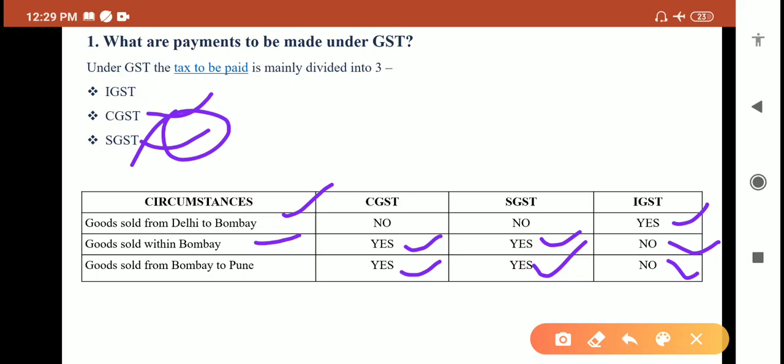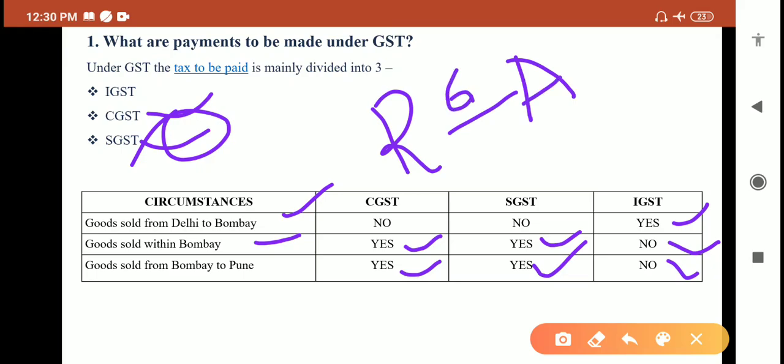Let me explain one example for IGST for better understanding. Consider that businessman Rajesh from Maharashtra has sold goods worth rupees 1 lakh to Anand. Understand carefully: Anand is located in Gujarat and Rajesh is from Maharashtra.